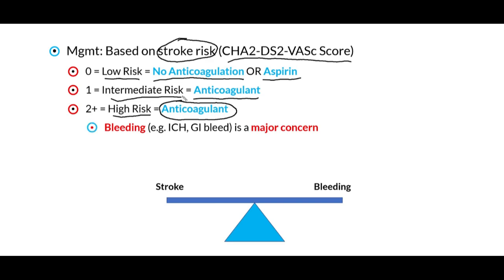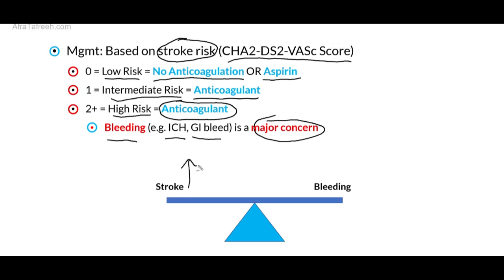The main concern that we are going to have, however, moving forward once we place a patient on anticoagulation, of course, is going to be bleeding, as the development of, for example, intracranial hemorrhages or GI bleeds is going to be a major concern. Therefore, there is always going to be this balancing act between our patients having a stroke or having a bleed, as if we do not anticoagulate these patients, then their risk of stroke is going to increase.